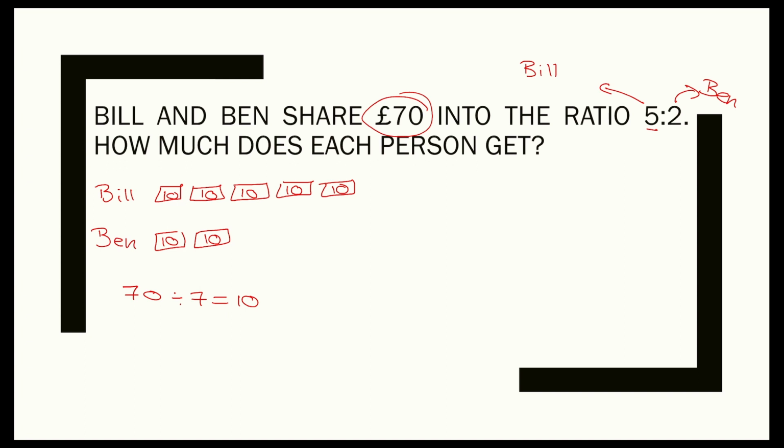Now we can add up how much each person gets. Bill has 5 boxes, and if we add up all the boxes of 10, we get 50. If we do the same for Ben, he has 2 boxes, so that gives us 20. That means that Bill gets £50 and Ben gets £20.